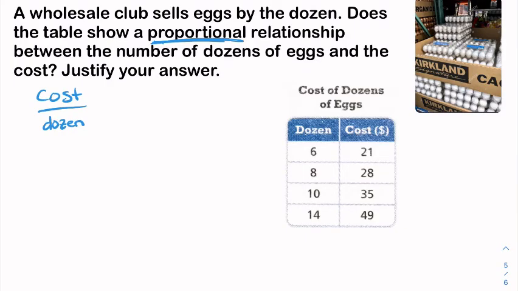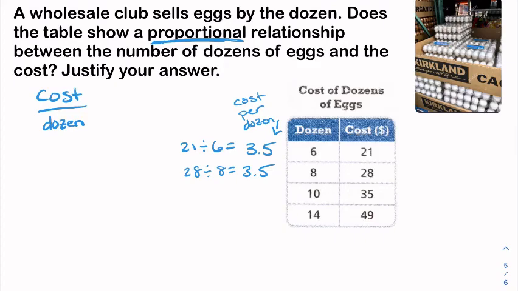So for the first entry, we're going to take 21 divided by 6. That equals 3.5. So right here that says it's $3.50 per dozen. And I'm going to label that right here that this is our cost per dozen. Let's look at the next entry. $28 divided by 8 dozen. That gives us 3.5, so $3.50 per dozen. We look good so far.